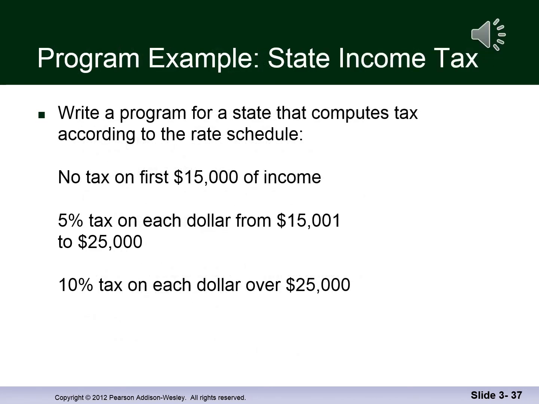The next few slides take us through an excellent program example which calculates state income tax based upon varying requirements. The requirements are no tax on the first $15,000 of income, 5% tax on each dollar from $15,001 to $25,000, and then 10% tax on everything over $25,000.